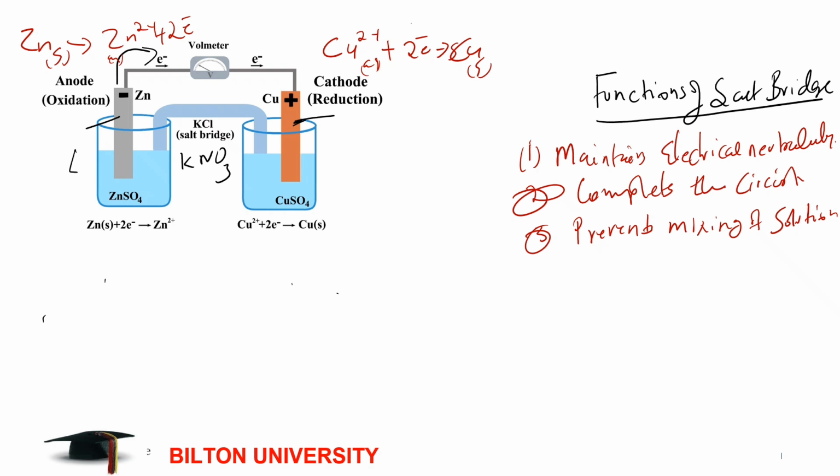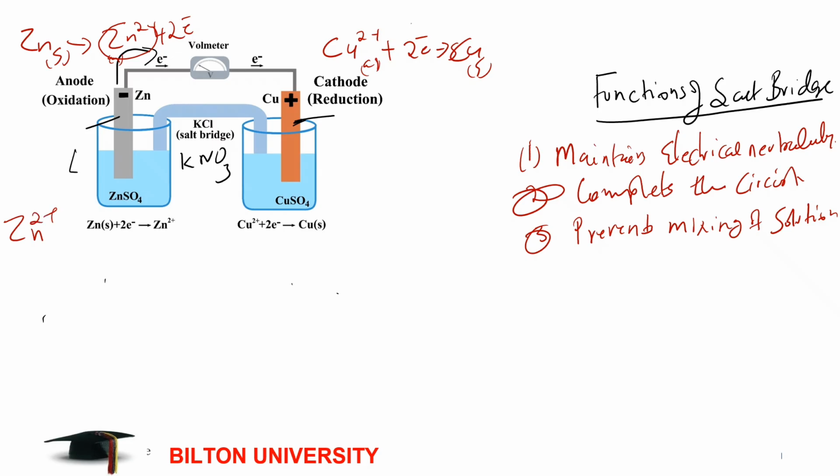The salt bridge plays three major functions. One, it maintains the electrical neutrality between these two half cells. So how does that take place? Remember, at the anodic reaction, zinc 2 plus is going into the solution. So the zinc 2 plus will go into the solution, causing a build-up of a positive charge in the solution.